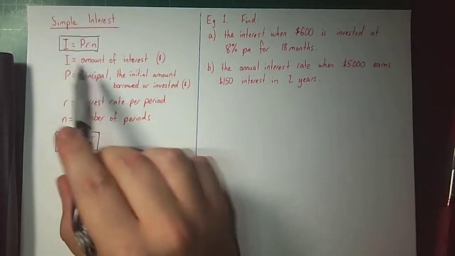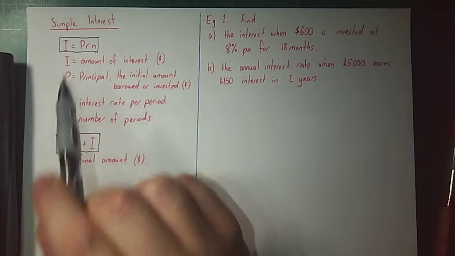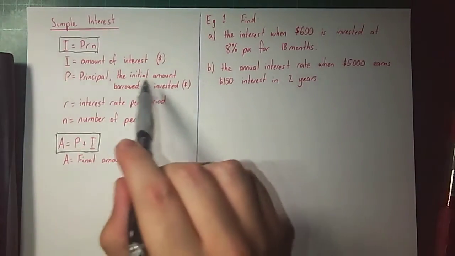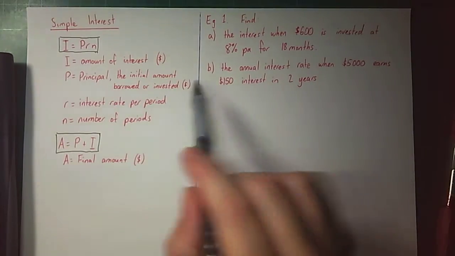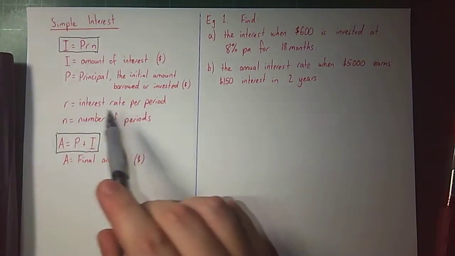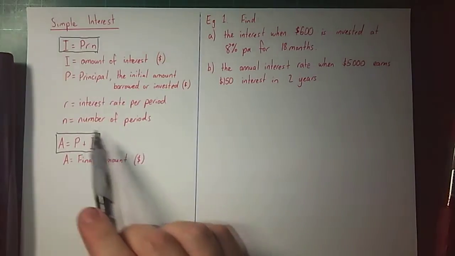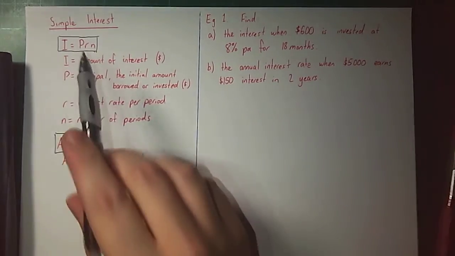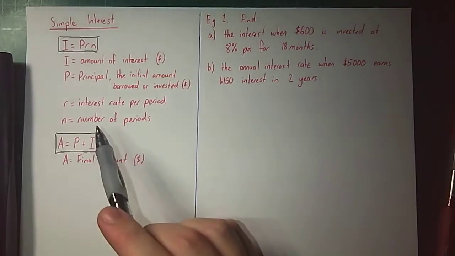This means that the interest, the amount of interest in dollars, equals the principal, which is the initial amount borrowed or invested, that's also in dollars, times the rate, the interest rate per period, times n, which is the number of periods. So that's the main formula we're going to be using.